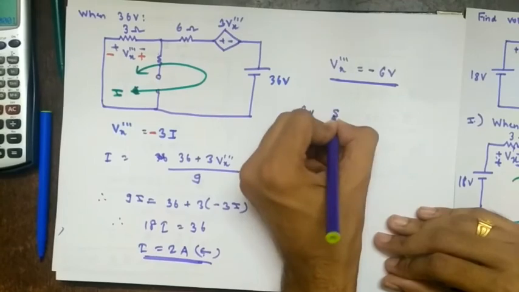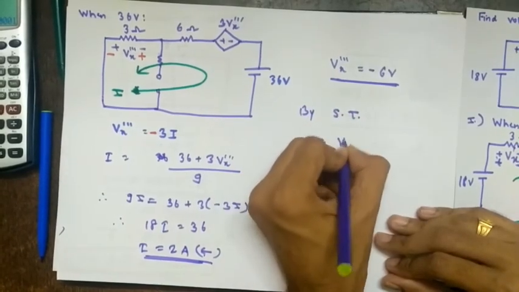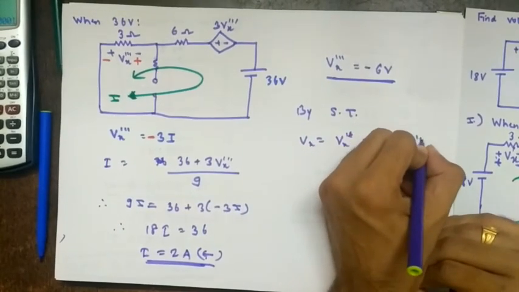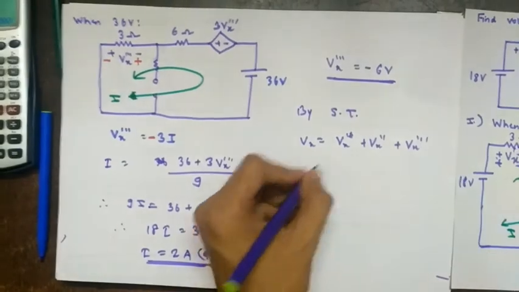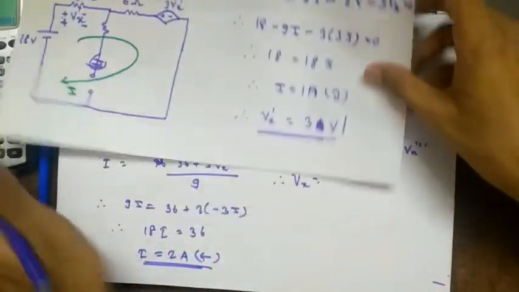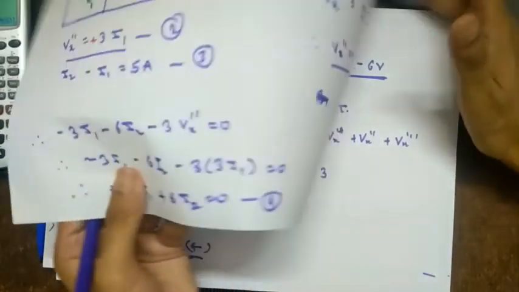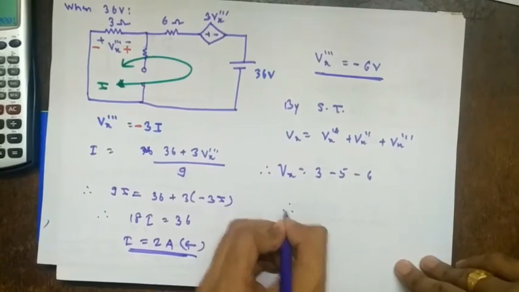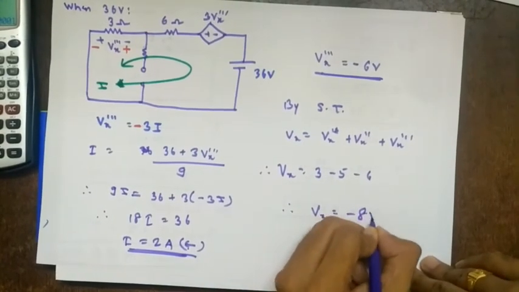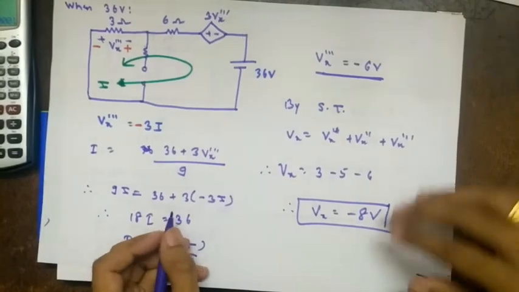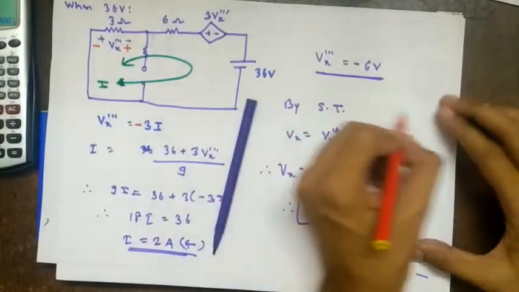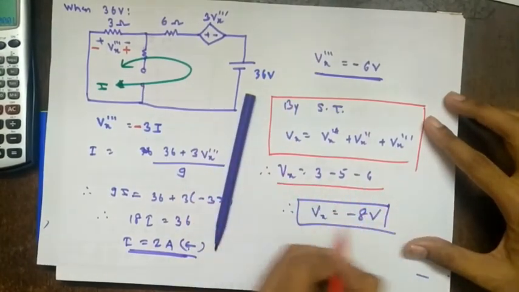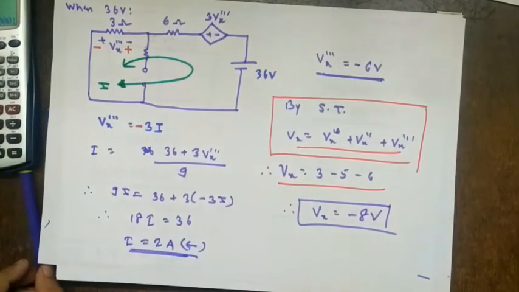So finally you write, by superposition theorem, Vx equal to Vx single prime plus Vx double prime plus Vx triple prime. So therefore Vx equal to, Vx prime was 3 volts, plus Vx double prime is minus 5, and Vx triple prime is minus 6. So therefore Vx equal to minus 8 volts. So this is our final answer. Again, this sentence is very important. By superposition theorem, it carries 1 mark. If you directly write Vx equal to this or Vx equal to this, then you will lose 1 mark. Okay.